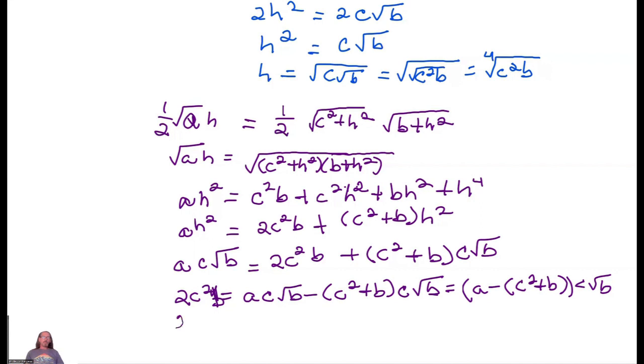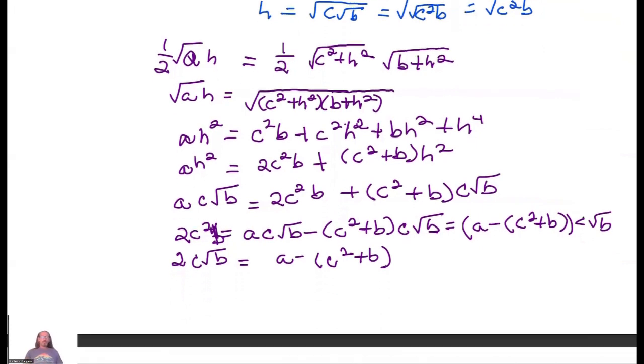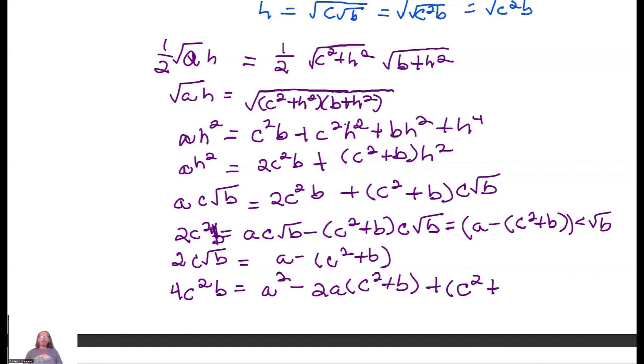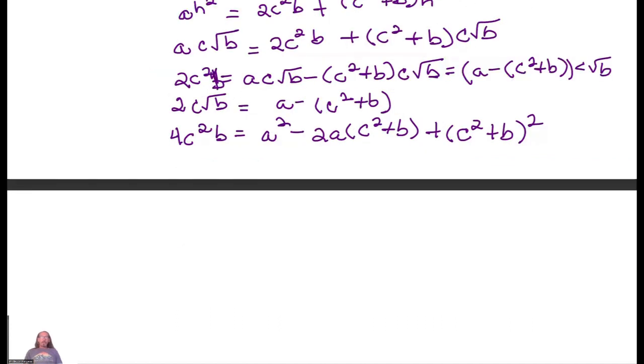So what we're left with is 2C square root of B equaling A minus the quantity C squared plus B. Squaring both sides, square the 2, square the C, square the square root of B. Here, A squared minus 2A times the quantity C squared plus B, plus the quantity C squared plus B, squared. I'll distribute the 2A here and square out the C squared plus B over here.